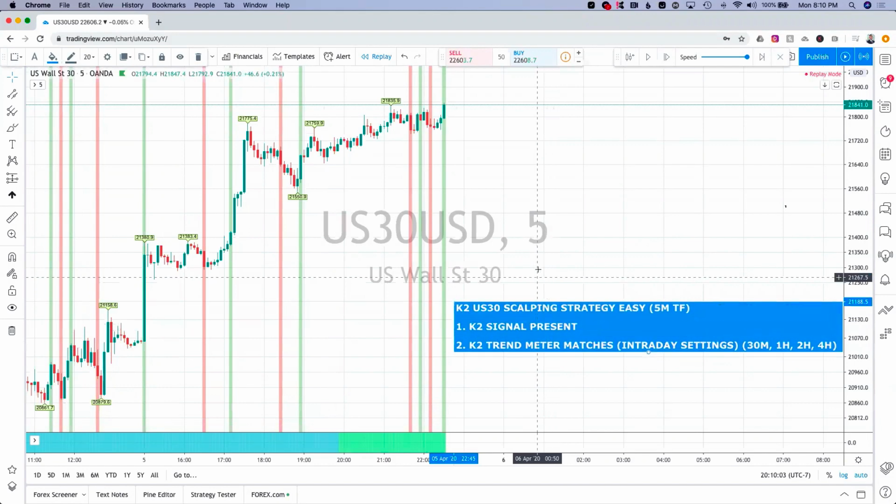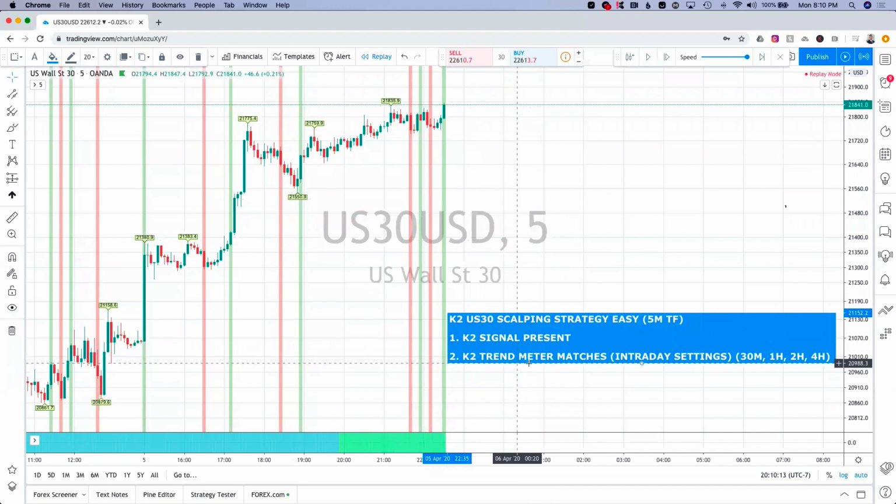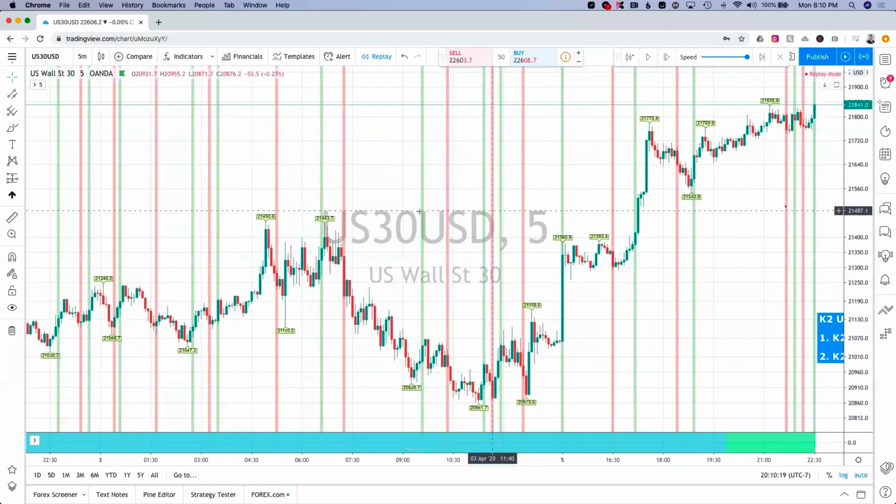So pretty much using the original strategy, first you want to make sure there's a K2 signal present. Right here we have a buy signal. Next, you just want to make sure that the K2 trend meter matches the signal, so they're both green and green. Next, what you're going to do is you're just going to zoom out.